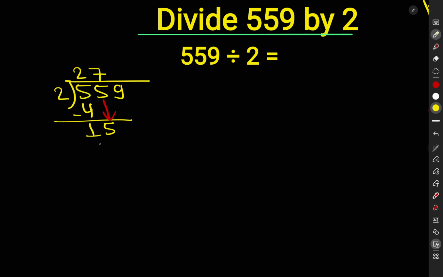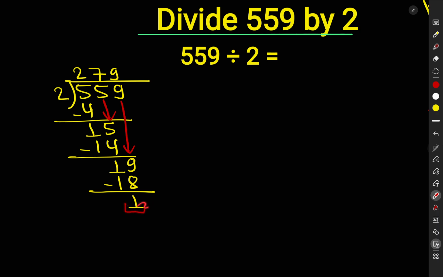2 times 7 is 14. On subtracting we get 1. So again we put down this 9 and it is 19. 2 times 9 is 18. On subtracting it is 1.